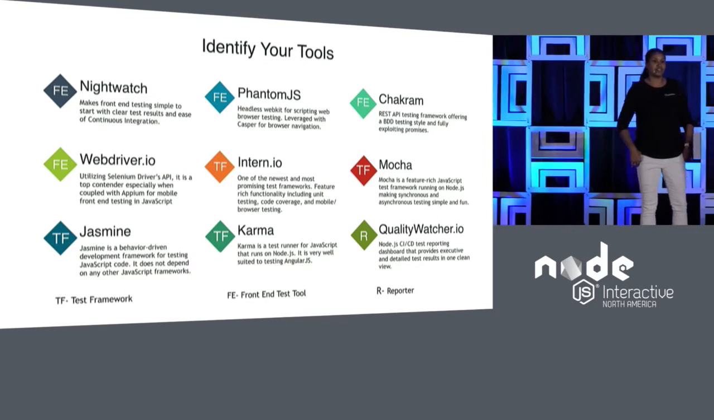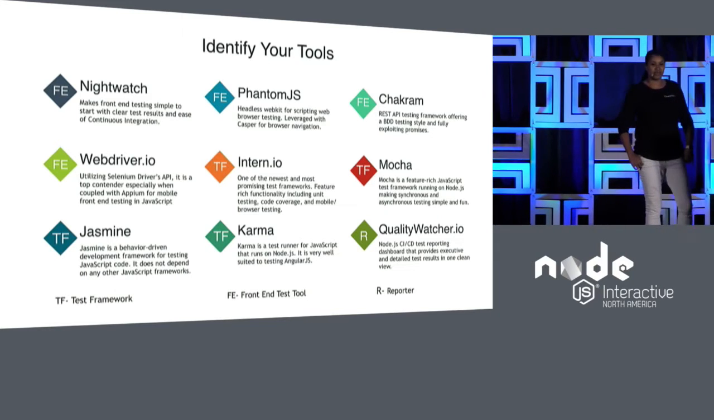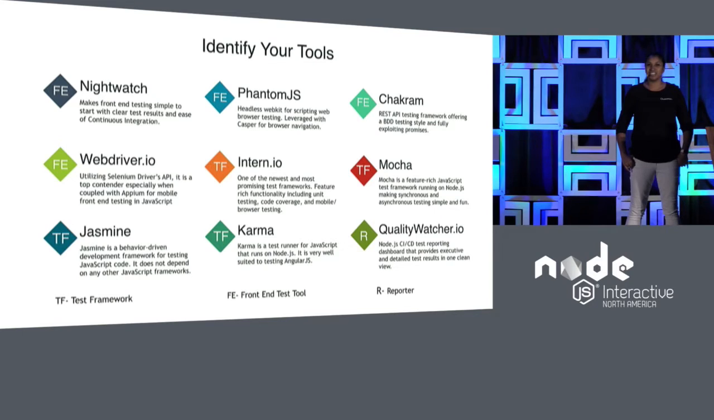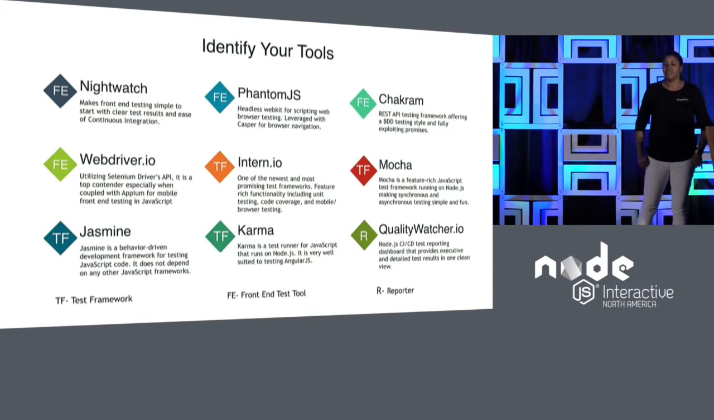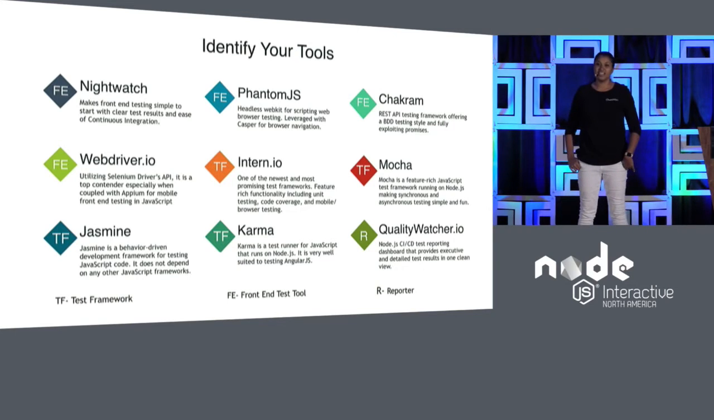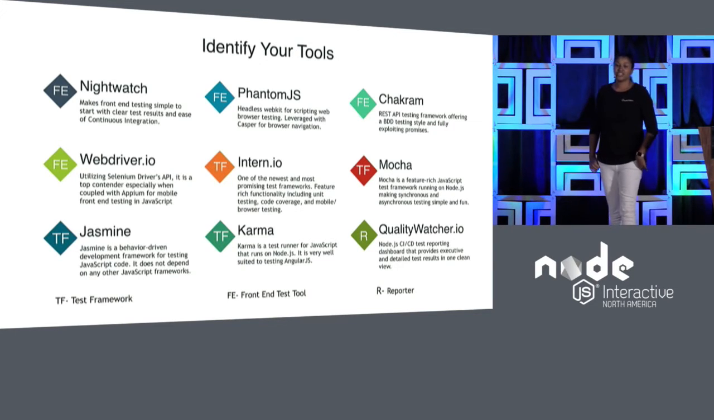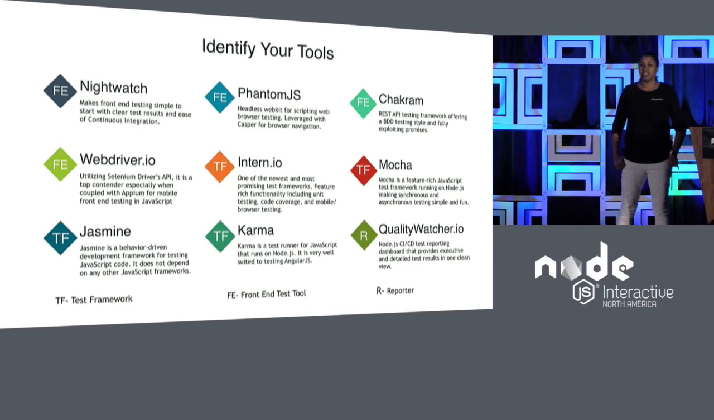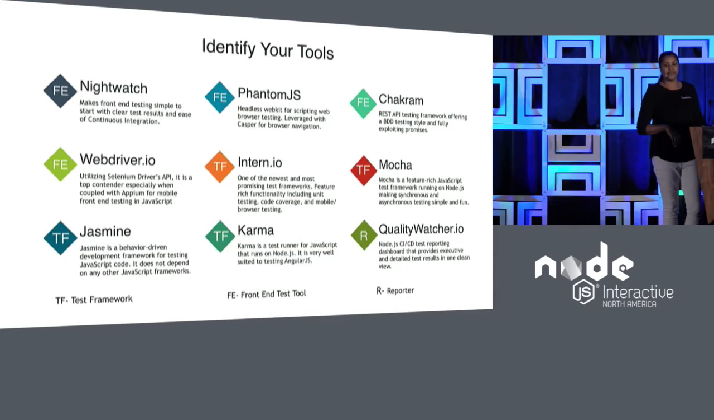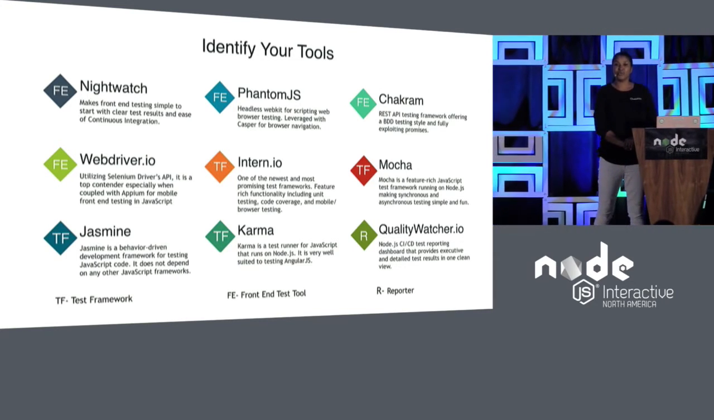Nightwatch, one of our favorite, and you'll see some examples in some of the code that I provide today. Nightwatch is a great test framework. It's very easy to use and get started with. Phantom.js, leveraged with Casper, is a great headless browser solution. Chakram, which we'll also show today, has a great REST API test framework. WebDriver.io with Appium and Mocha is a great solution for mobile automation testing.